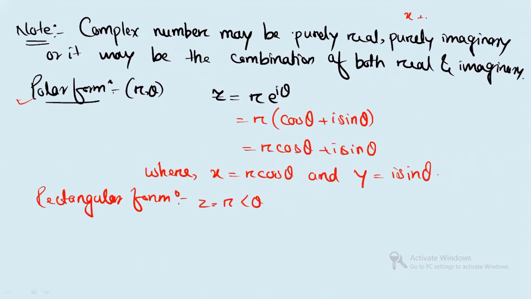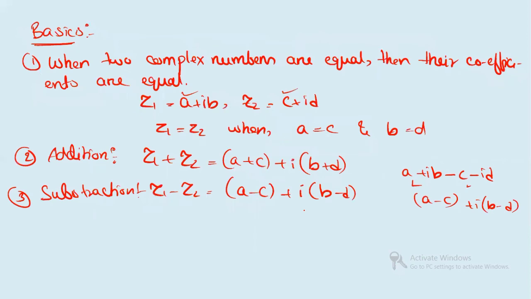That means when you have x plus iy, then it is a combination of both the real and imaginary parts. In polar form, you can write this complex number as r e to the power i theta. E to the power i theta is cos theta plus i sin theta, which will give you x to be r cos theta and y to be r sin theta. Clear? In rectangular form, you can write z equals what? r less than theta.